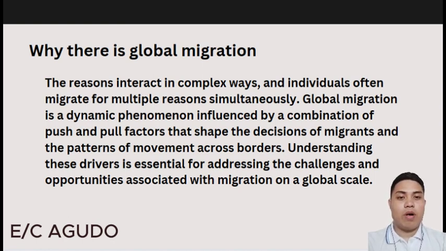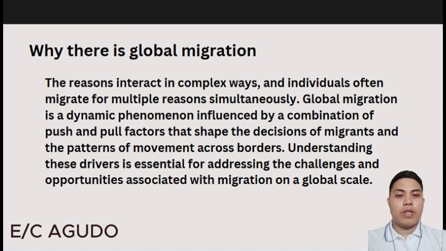Global migration occurs for various reasons, including economic opportunities, political instability, conflict, environmental factors, and family reunification. People may move to seek better living conditions, escape persecution, and find employment or reunite with loved ones. Economic disparity between countries, along with advancement in transportation and communication, also contributes to the increase in global migration.